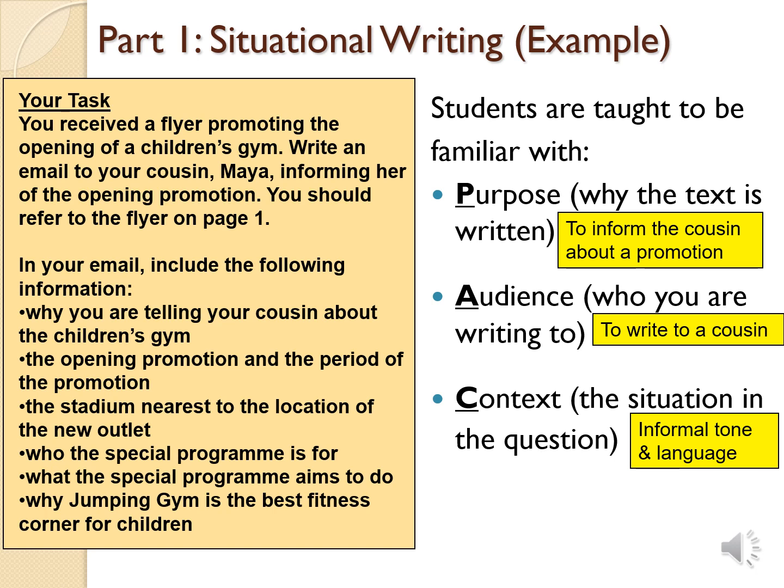This is an example of a situational writing task. The purpose for writing the email is to inform the cousin about a promotion. And because the email is for someone whom the writer knows personally, the context is that of an informal one.